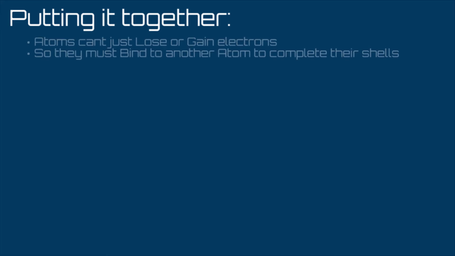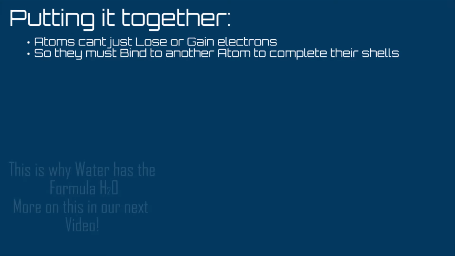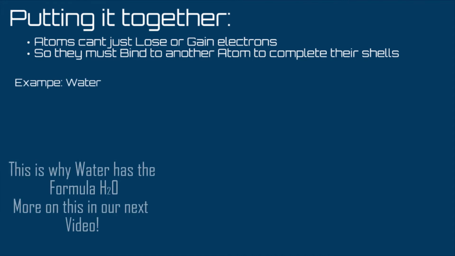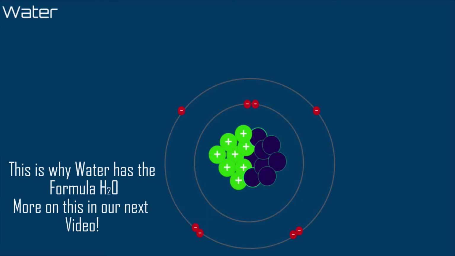So, putting all this together, and the reason why you need to know this. Atoms can't just gain or lose electrons because there aren't just electrons floating around there. They must bind to another atom to complete their shells. Let's use water as an example, linking it back to our stream. Here is our oxygen atom from before.